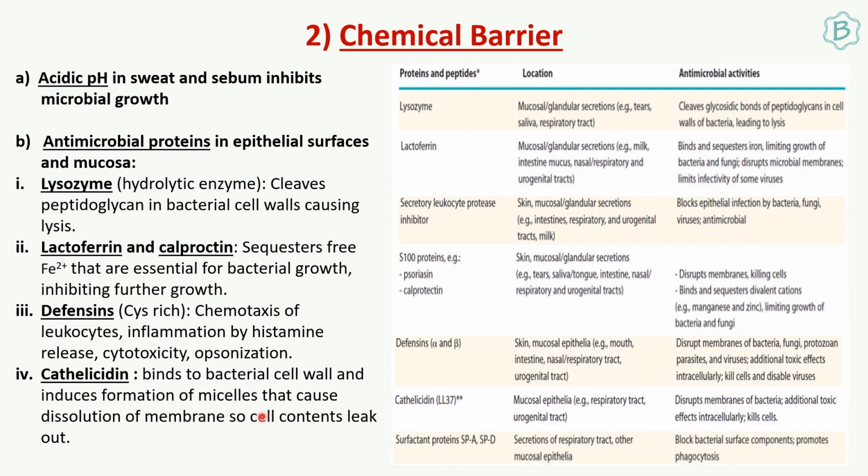This table has been taken from QB. It is showing you all the antimicrobials which are present in your body and they serve as chemical barriers. Their location is also mentioned. So we have seen lysozyme, we have seen lactoferrin. There are some extra ones present over here. You could read about them.